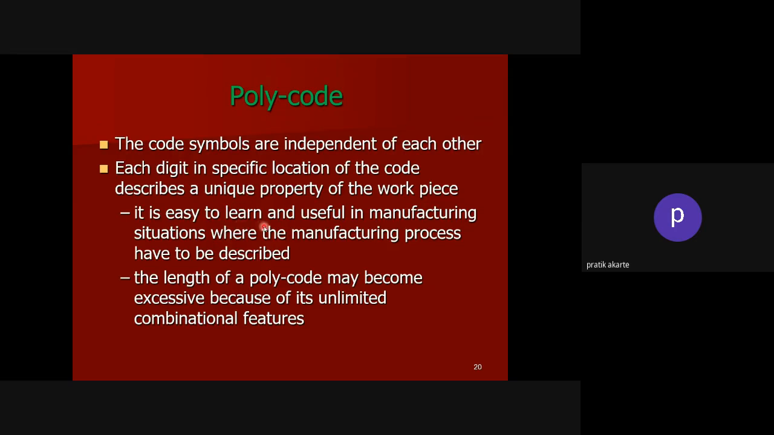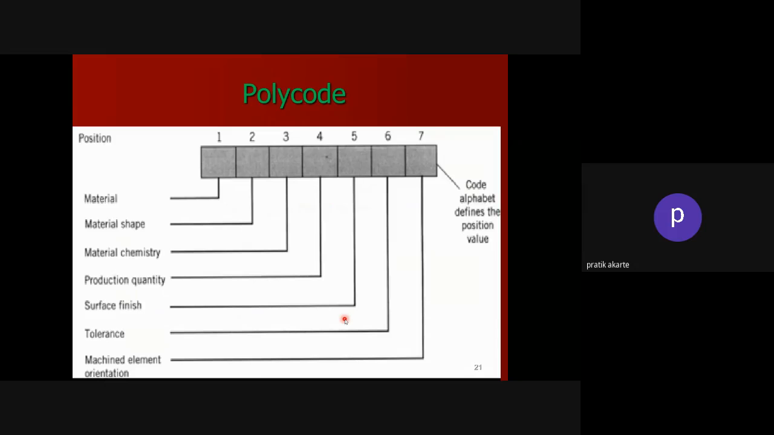So that's why it is easy to learn and useful in manufacturing situations where the manufacturing process has to be described, where common manufacturing attributes need to be defined. This polycode forms a good option. The length of a polycode may become excessive because of its unlimited combinational feature. Each location describes only one feature. So that's why the length of the polycode is excessive, because there are a lot of combinations of features involved. Let us see the structure of polycode.